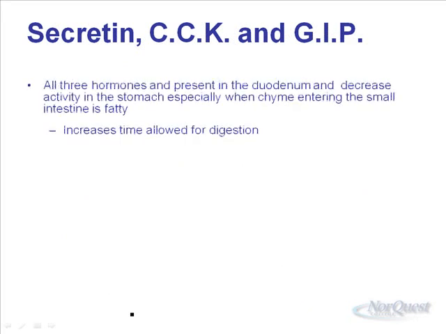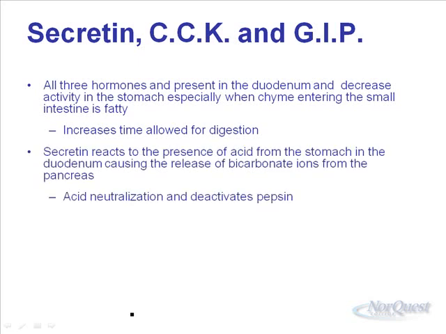So we'll look at each of these three hormones a little more closely. All three are present in the duodenum, and they all decrease activity of the stomach, especially when chyme is entering and it's full of fat. So if it's entering the small intestine, and especially when it's fatty food, it's going to slow down our stomach processes, increasing time for digestion.